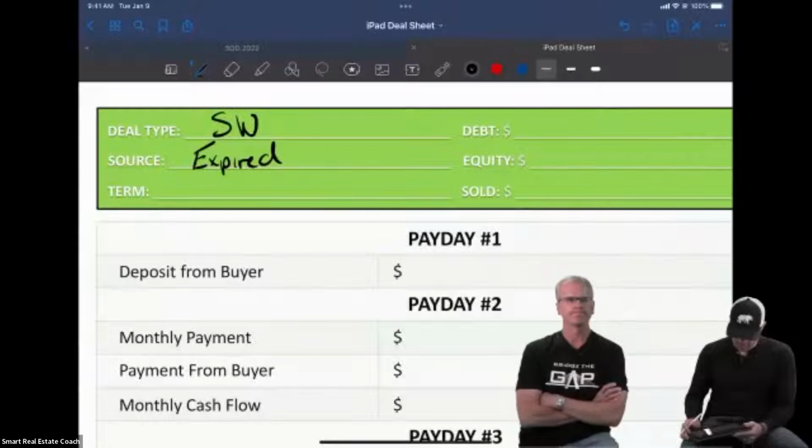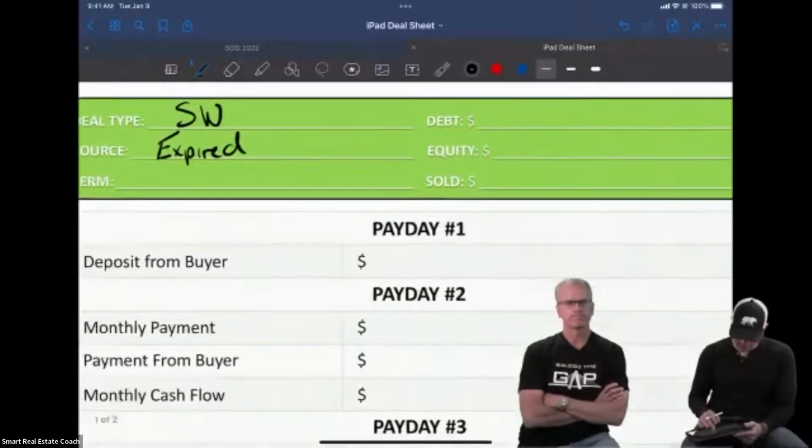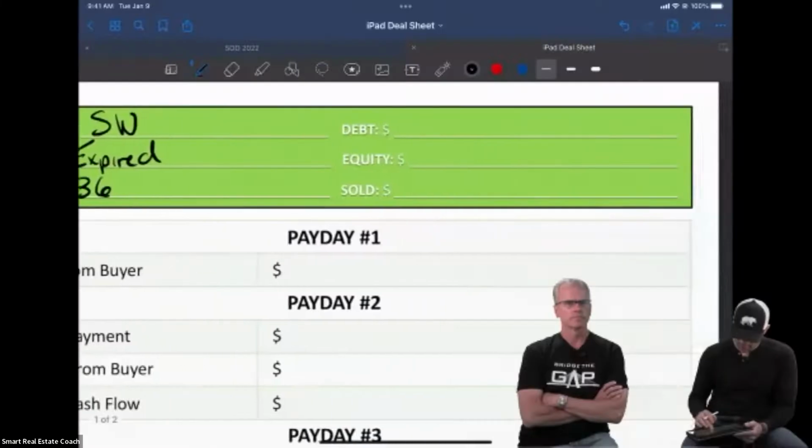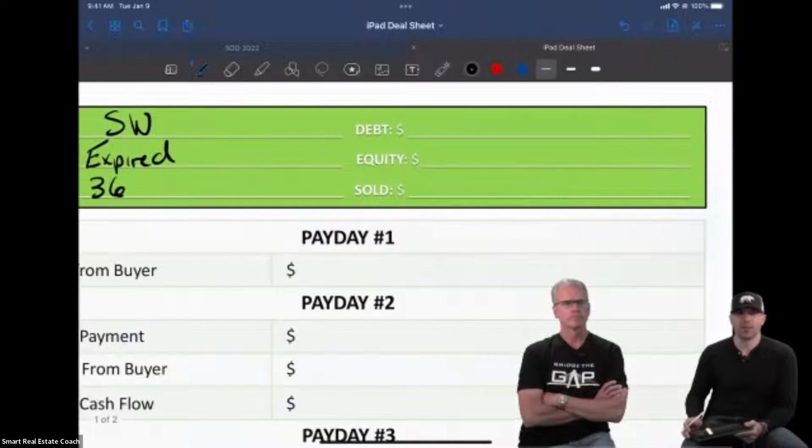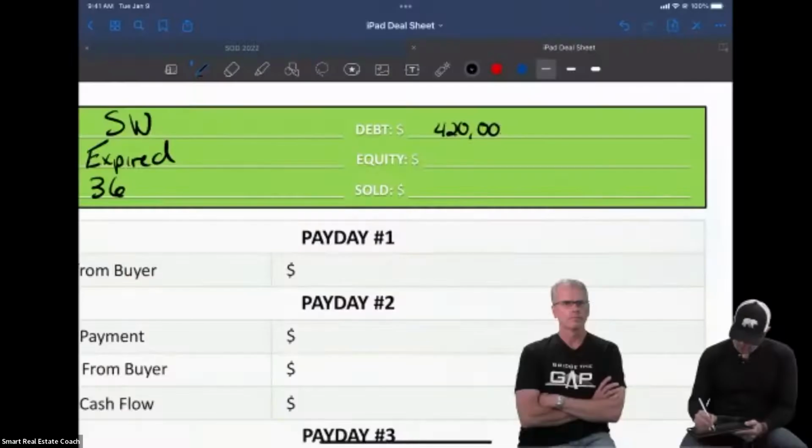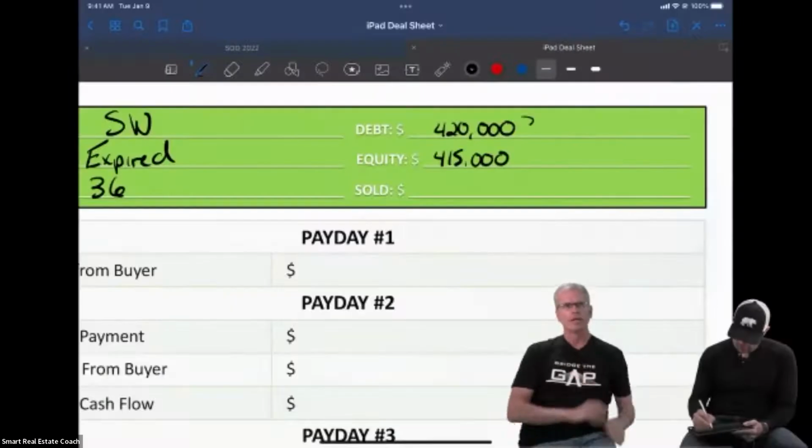Okay, awesome. So you went ahead and you bought it for, what was the term? 36 months. All right. What was the debt on the property when you bought it? 420,000. And then what was the equity in the house? 415,000.